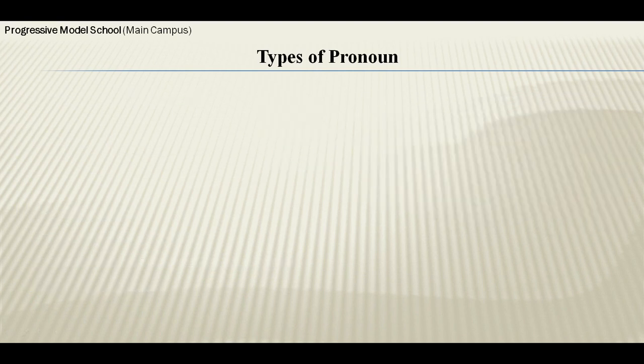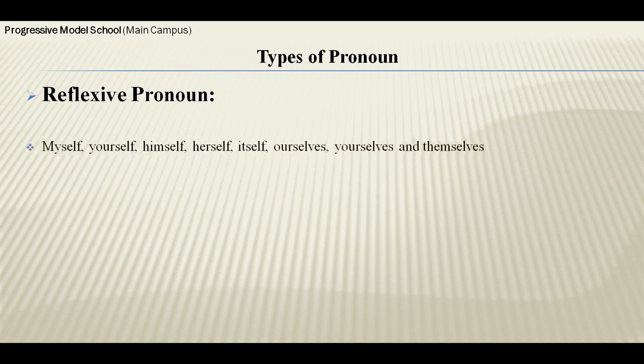Our next type of the pronoun is a reflexive pronoun. Reflexive pronouns, words like myself, yourself, himself, herself, etc. These are all called reflexive because they reflect back to the subject or doer of the action. For example, I saw myself in the mirror. Here myself is indicating about the subject. So myself is a reflexive pronoun and I is a personal pronoun.